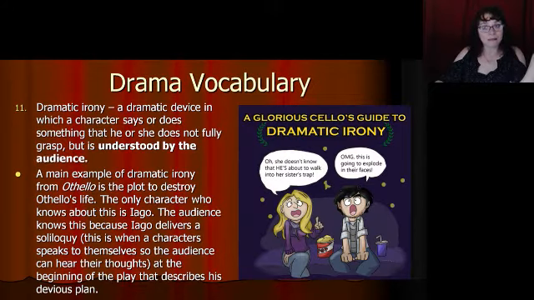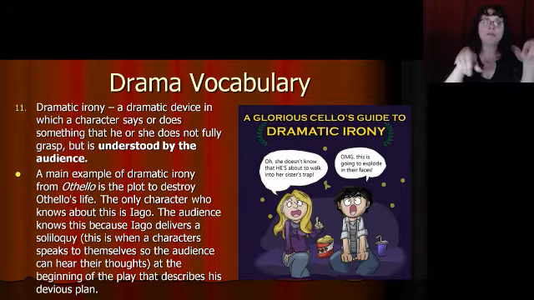And finally, our last vocabulary word is dramatic irony. A dramatic device in which a character says or does something that he or she does not fully grasp, but is understood by the audience. A main example of dramatic irony from Othello is the plot to destroy Othello's life. The only character who knows about this is Iago.